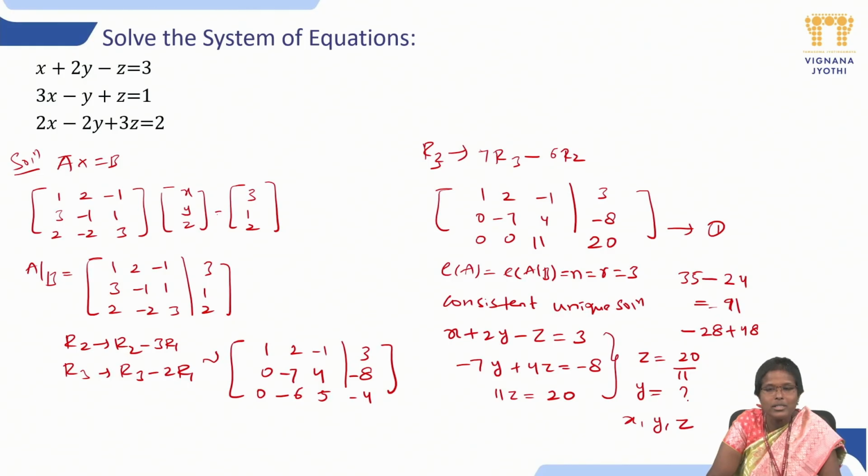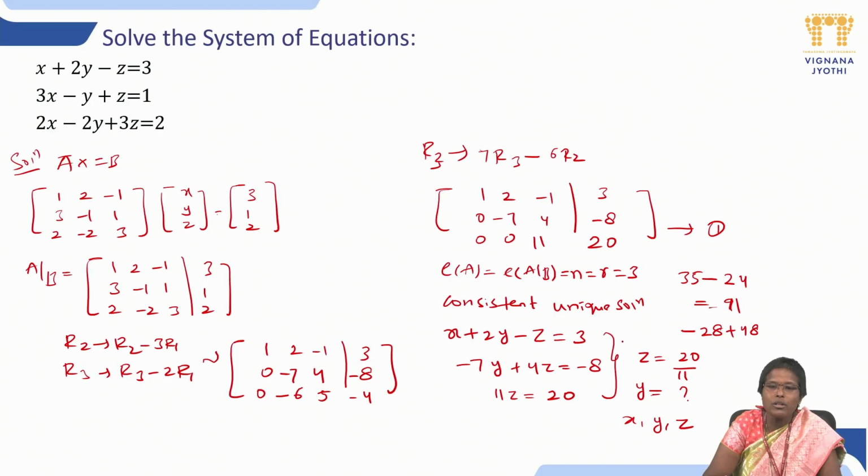And what is the rank of the matrix? Rank of the matrix A is 3. Rank of the matrix AB is 3. How are we going to find the rank of the matrix here? The number of non-zero rows. In A the number of non-zero rows is 3. In AB the number of non-zero rows is 3. So, whenever rank of A equals rank of augmented matrix, it is said to be consistent. In addition to that, the rank is equal to the number of variables. In the equation, we can see that the number of variables is 3. So, we can say that it is consistent with a unique solution.